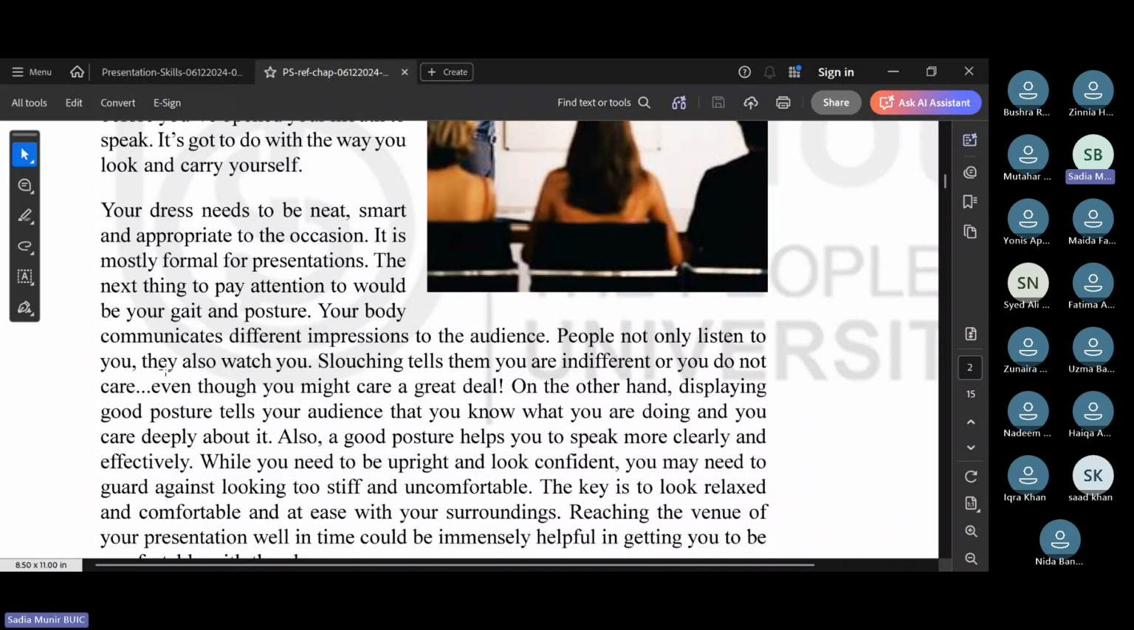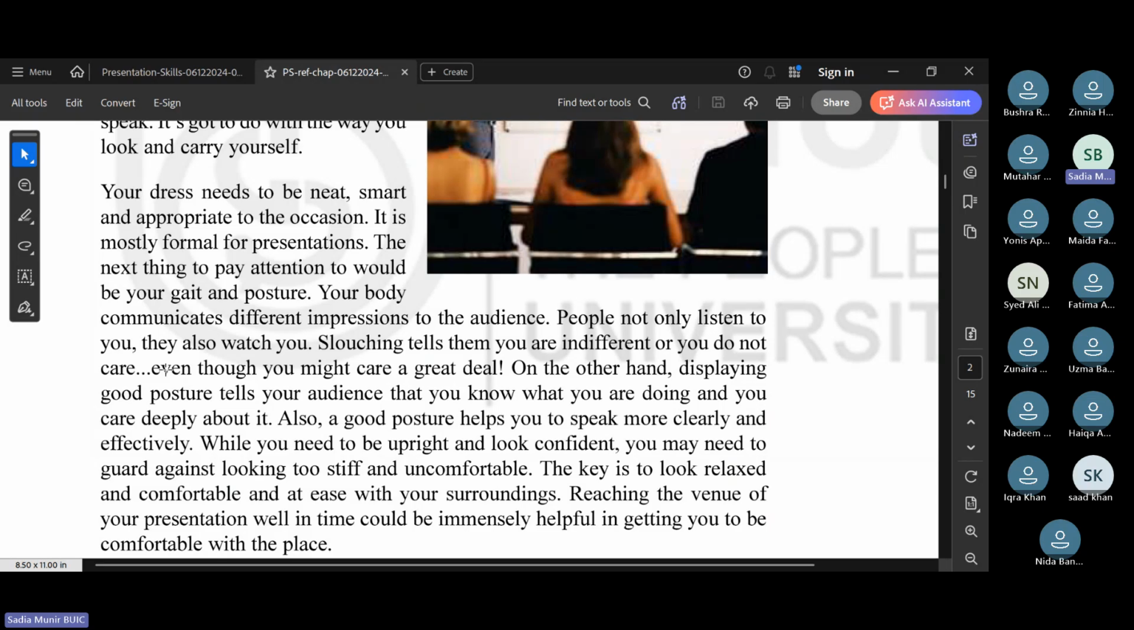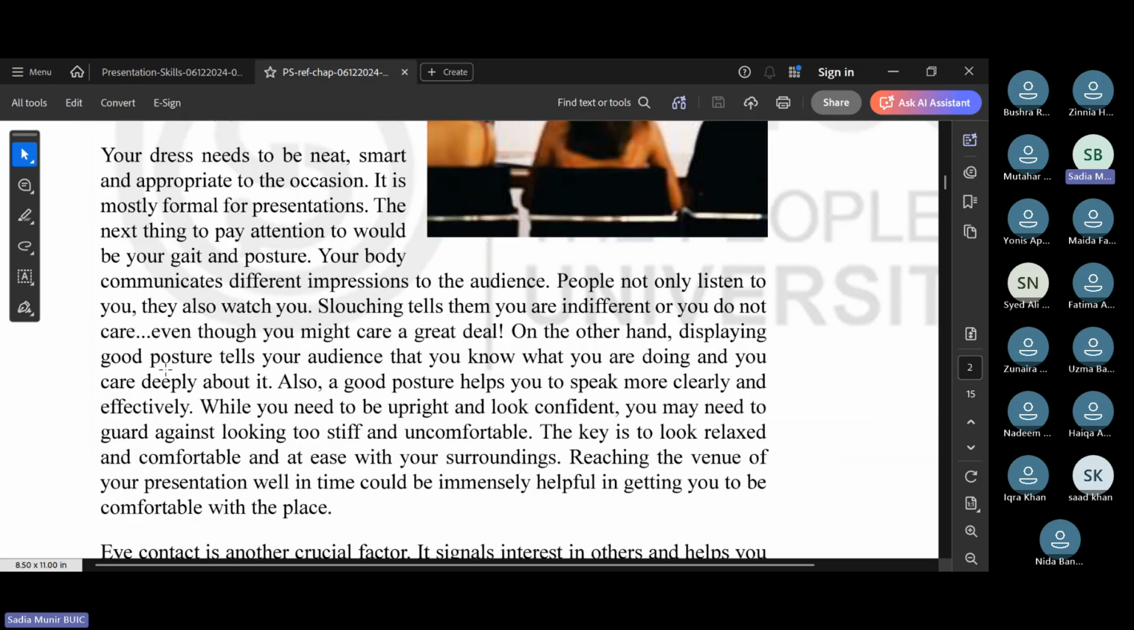Slouching tells them that you are indifferent or you do not care, even though you might care a great deal. On the other hand, displaying good posture tells your audience that you're interested. While you need to be upright and look confident, you may need to guard against looking too stiff and uncomfortable. The key is to look relaxed and comfortable and at ease with your surroundings.